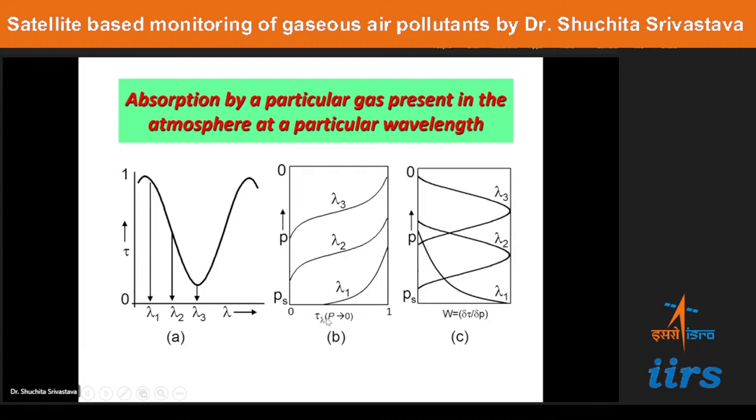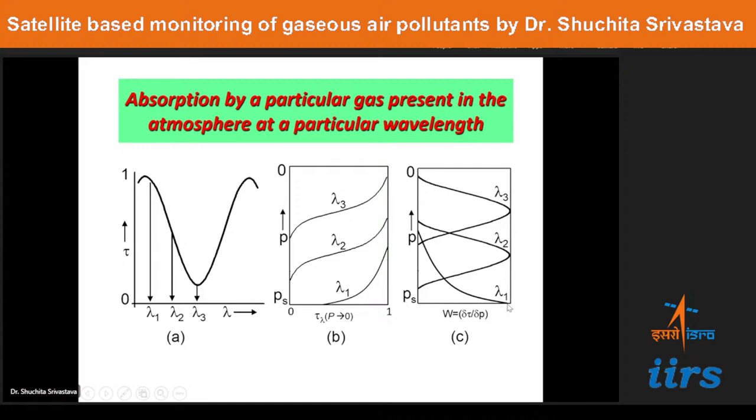So we can see the rate of change of transmittance for lambda 1, lambda 2 and lambda 3. Now we will see the rate of change of transmittance with pressure. So first consider lambda 1. If you consider lambda 1 from the surface, if you go just a very little high in the atmosphere, there is a rapid change in the transmittance.